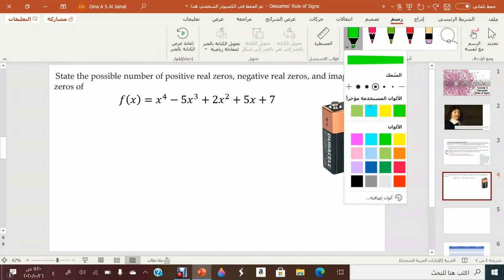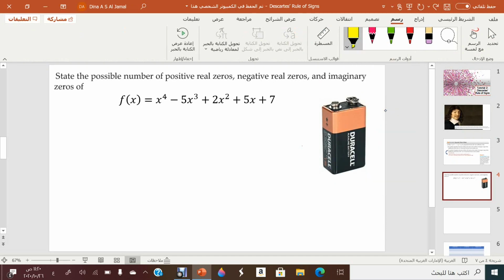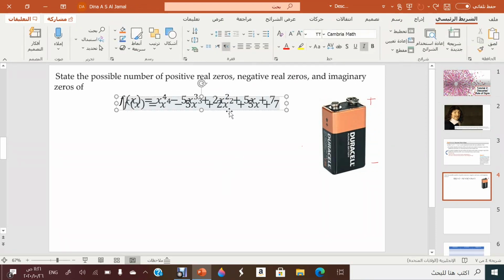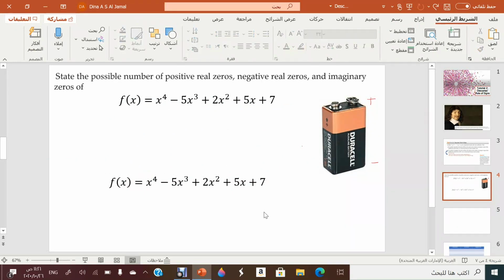Let's pay attention to the battery here. Why did I put the battery here? What's special about the battery? It is changing the sign, positive and negative. So this is the same as Descartes' rule. If you take f of x as it is, you will get the number of positive zeros. But if you enter negative x, then you will get the negative real zeros.